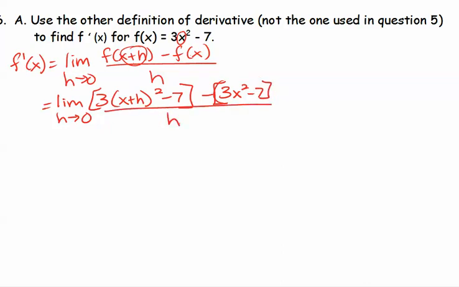All divided by h. To solve our 0 over 0 problem, we need to do some algebra and some canceling. So I'm going to square the binomial and distribute the 3 at the same time. So our middle term would be 2xh. So I'm going to triple that. Plus 3h squared. And I'm going to distribute the negative sign here.